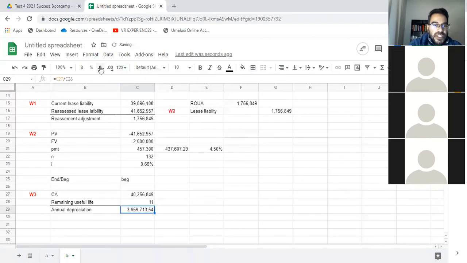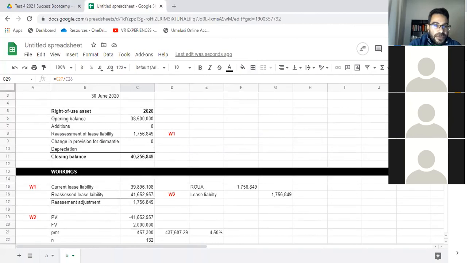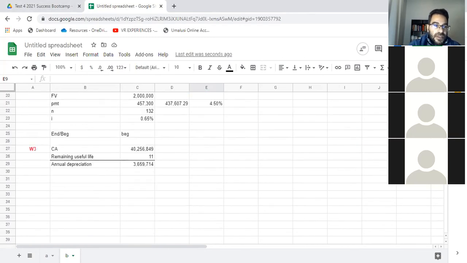What does depreciation do to the right of use asset? It reduces the right of use asset. So this is going to equal negative C29. So my closing balance of the right of use asset at 30th June 2020 is 36,597. Okay, so that's the 7 marks for whatever this is.